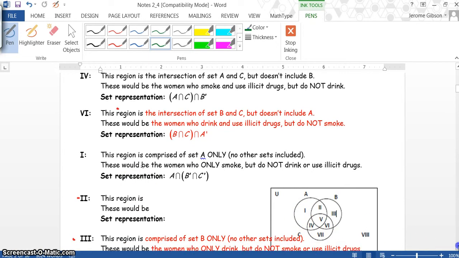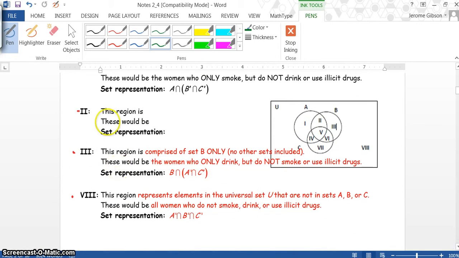Now, we come here. Actually, we already did region 2. So we go to region 3. This region is comprised of set B only. Region 3, no other sets included. These would be the women who only drink but do not smoke or use illicit drugs. So the set representation would be B intersect, in parentheses, A complement intersect C complement, which will leave us with 3.